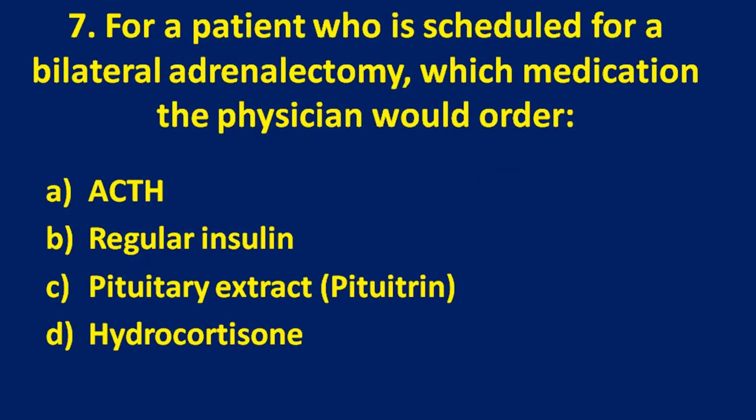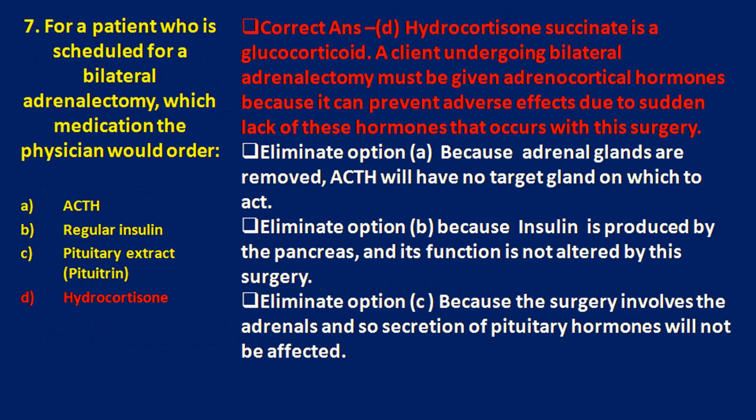Seventh question. For a patient who is scheduled for bilateral adrenalectomy, which medication would the physician order? Option A, ACTH. Option B, regular insulin. Option C, pituitary extract, pituitrin. Option D, hydrocortisone. Correct answer is option D, that is hydrocortisone. Hydrocortisone succinate is a glucocorticoid.